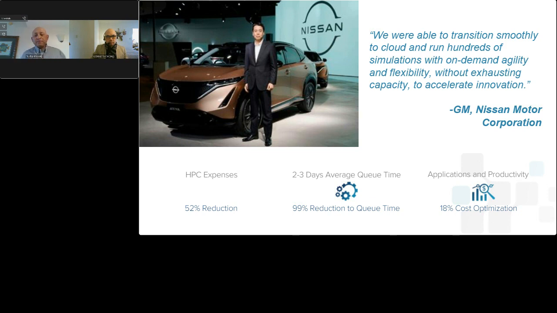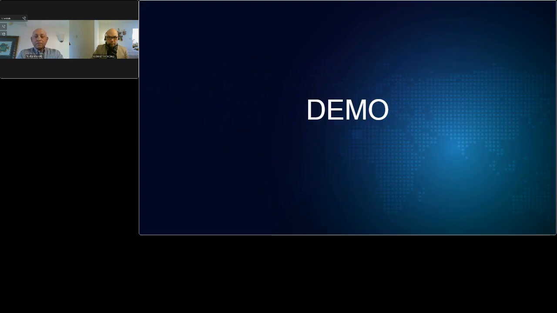From an efficiency point of view, with respect to the queue time, on average the engineers were realizing 2 to 3 days of queue time per job. And that's been reduced 99% by moving to flexible computing with Rescale. And then last but not least, under applications and productivity, the ability to abstract away the management of software applications and the platform managing all of the simulation metadata resulted in an 18% cost optimization. So a pretty nice metric there as well. With that, I think we'll move ahead to the demo.